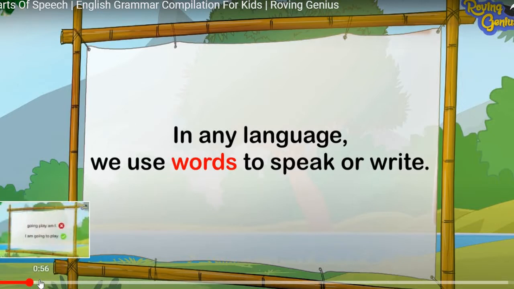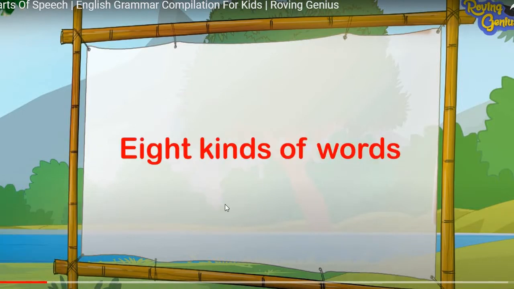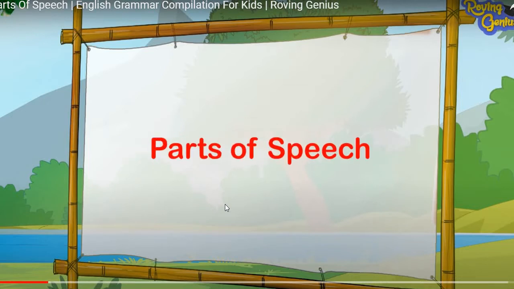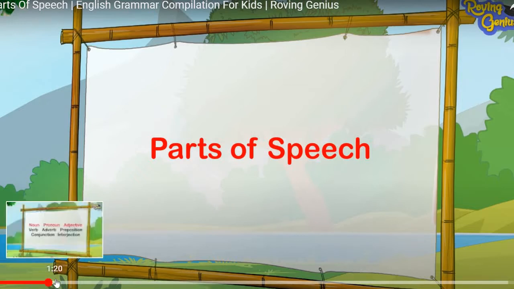Okay? Now, when we say that in English we have many words to speak or to write, it means that we have kinds or names for these words, and we call this parts of speech. Parts of speech means each word you use in the English language has a name, and we use it in an appropriate place and for an appropriate function. So we can't use, for example, the verb as a noun or the noun as a preposition. Each word has a use, and we have to use the word correctly in the sentence if we speak it or if we write it.